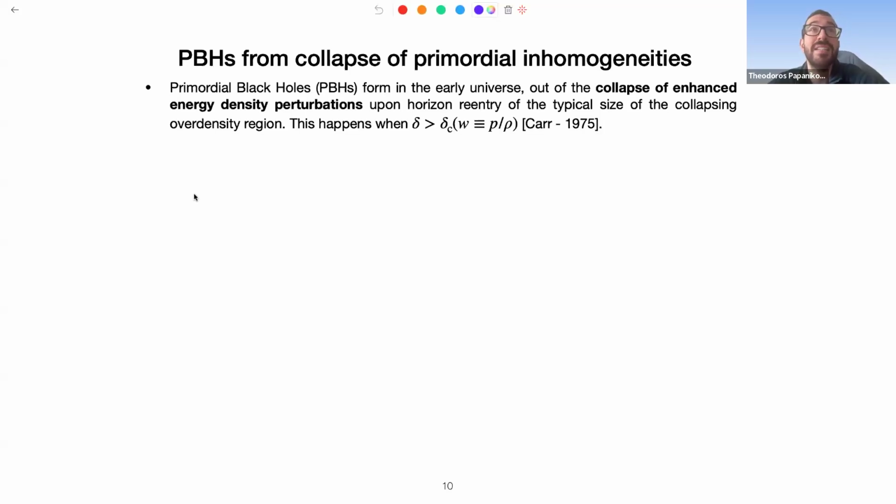So to understand this in more detail, we consider that these black holes are formed whenever we have enhanced cosmological perturbations, where we need to require that the energy density contrast of the collapsing overdensity region becomes greater than a critical threshold value, which in general depends on the equation of state of the universe at the time of PBH formation. This basically happens when the typical size of the overdensity which collapses re-enters the cosmological horizon.